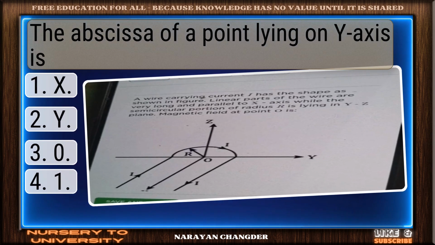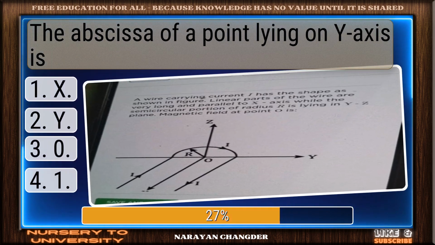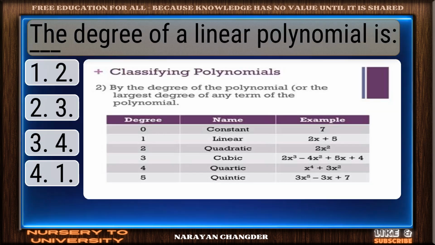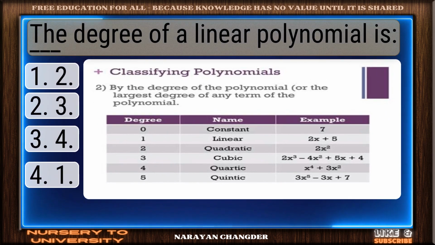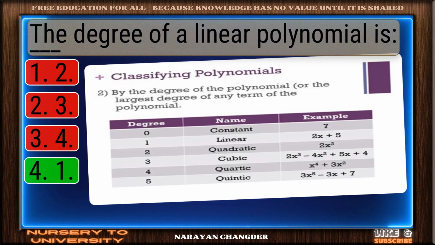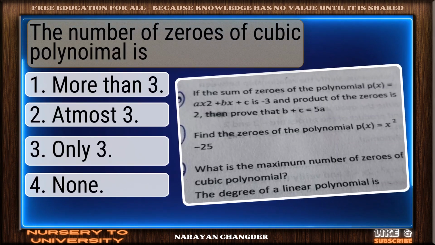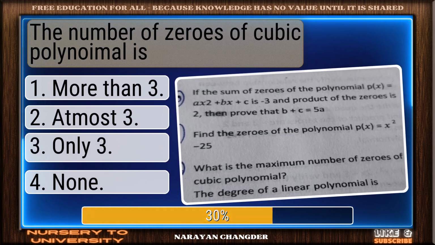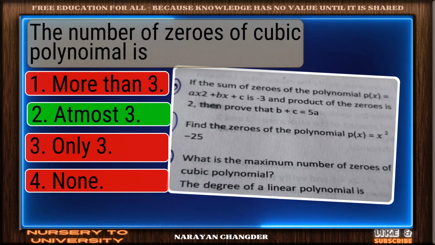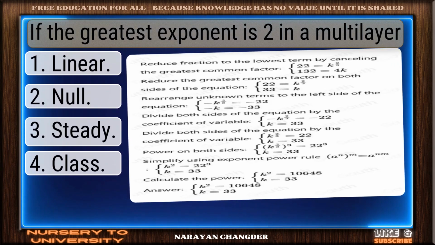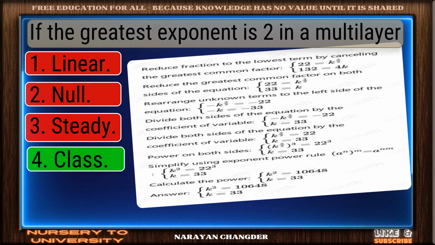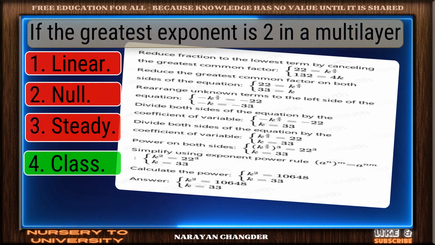The abscissa of a point lying on y-axis is... Sharp thinking. Zero is right. The degree of a linear polynomial is dash. Exactly. 1 makes sense. The number of zeros of cubic polynomial is... Clear logic. At most 3 is sound. If the greatest exponent is 2 in a polynomial. Nice selection. Quadratic is correct.